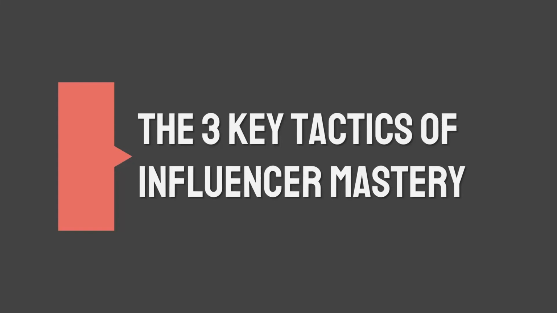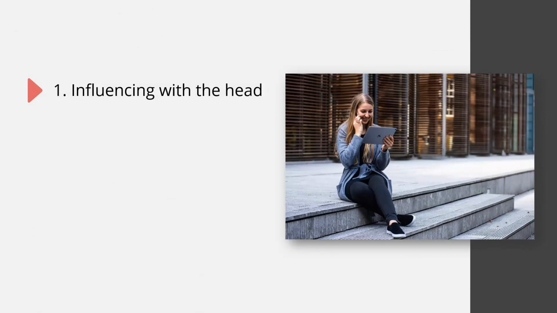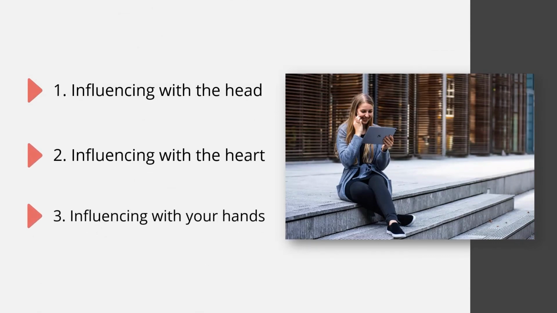You've learned a great deal so far in this training. We have shared many influencer secrets with you, and if you apply what you have learned, you will be well on your way to influencer mastery. In this video, we want to discuss the 3 key tactics that you can use to achieve influencer mastery. These are 1. Influencing with the head. 2. Influencing with the heart. 3. Influencing with your hands.